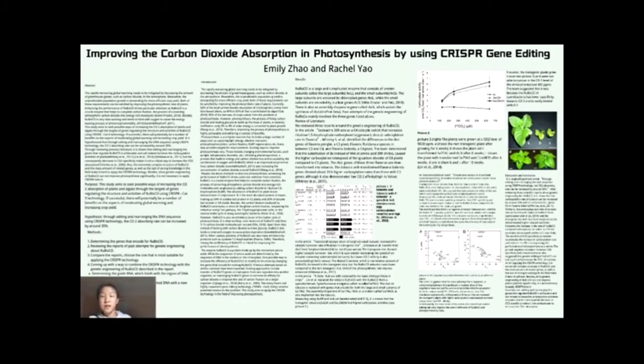So for the next part, I'm going to talk about the methods. I split this into 4 parts. First, we decided to determine the genes that encode for rubisco. And then we reviewed the reports of past attempts at genetic engineering of rubisco. Then we compared those reports, and chose the one that is most suitable for applying CRISPR technology. Last, we came up with a way to combine CRISPR technology with the genetic engineering of rubisco that we described in the report, which involves the next 2 parts.